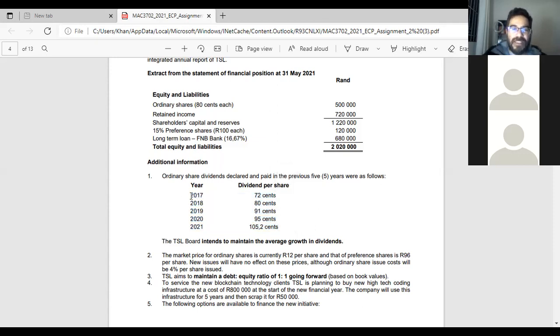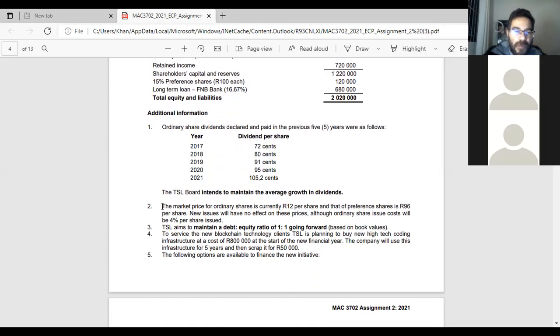So when you see a list of information for a number of years, then you must know they're telling you to calculate the growth rate. So here even further, TSL board intends to maintain the average growth in dividends. So where do we use the growth rate? Generally in the dividend growth model.